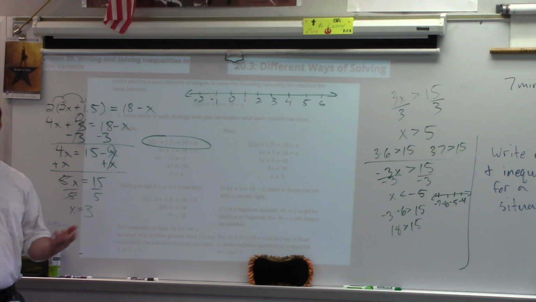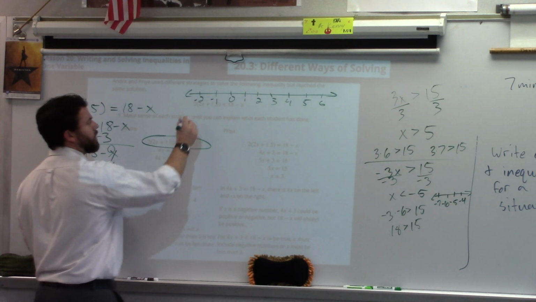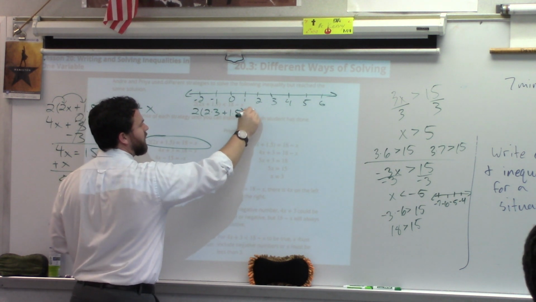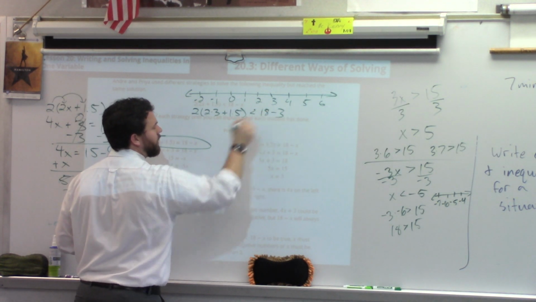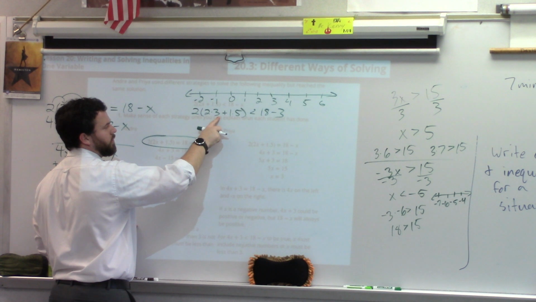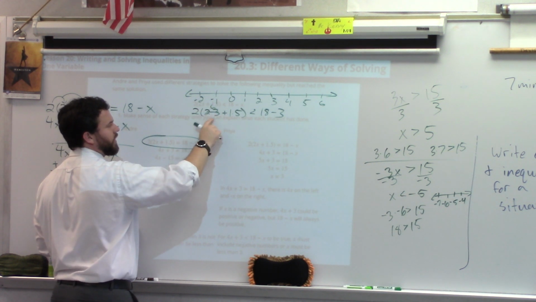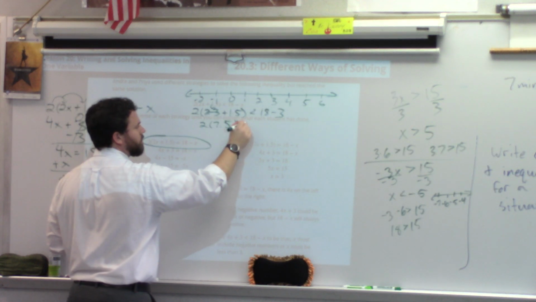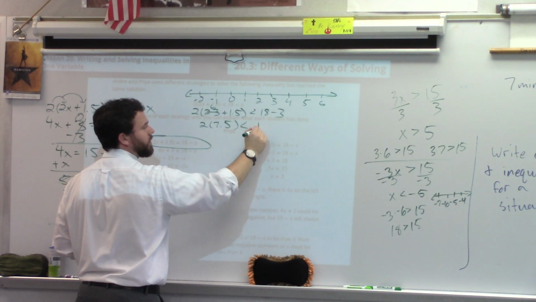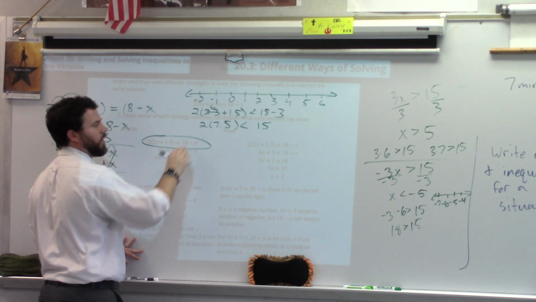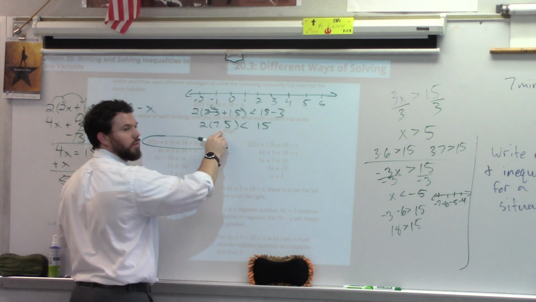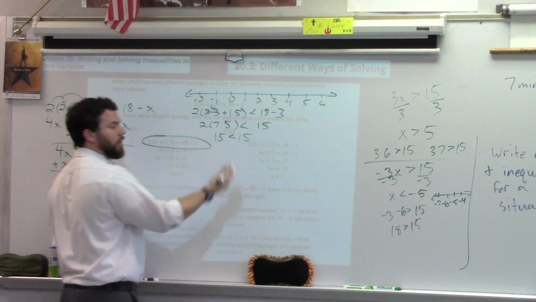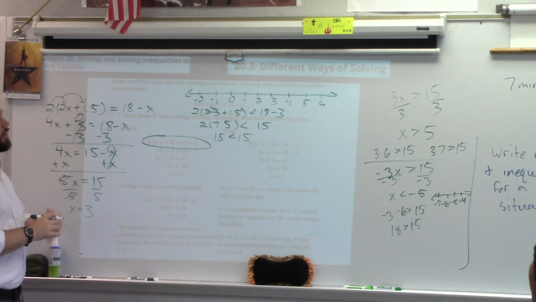Plug it in. Can we substitute it in? Okay, so 2 times (2 times 3 plus 1.5) is less than 18 minus 3. 2 times 3 is 6, 6 plus 1.5 is 7.5. 18 minus 3 is 15. And what's 2 times 7.5? Use a calculator. Oh, 15. Notice they're equal, but is it less? No. Okay, so it's not a solution.